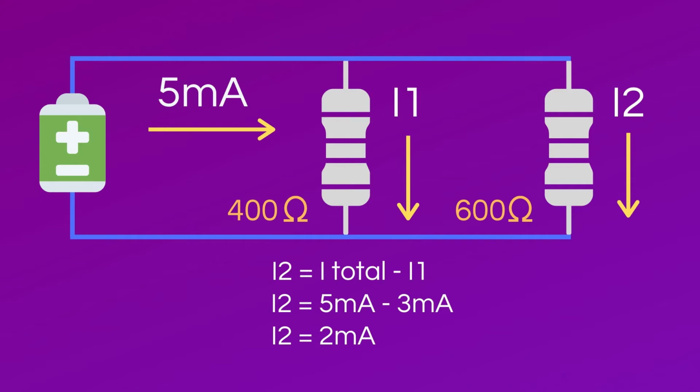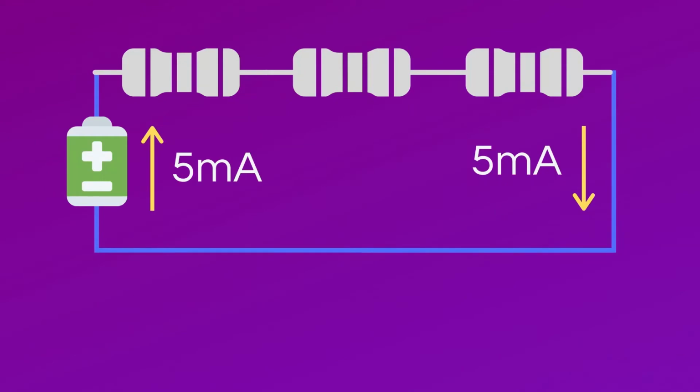Also, if you find out one of the currents using current divider, you can solve for the other one by subtracting the solved current from the total current. In this example, you can solve for I2 by subtracting I1 from I total. So I2 is equal to 5 milliamps minus 3 milliamps, which is equal to 2 milliamps. This is the same value we obtained from solving the current divider.